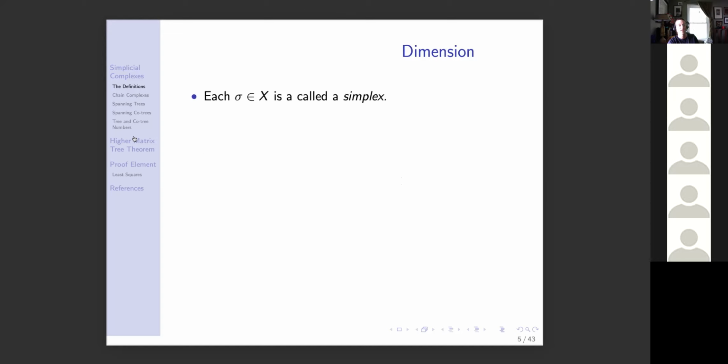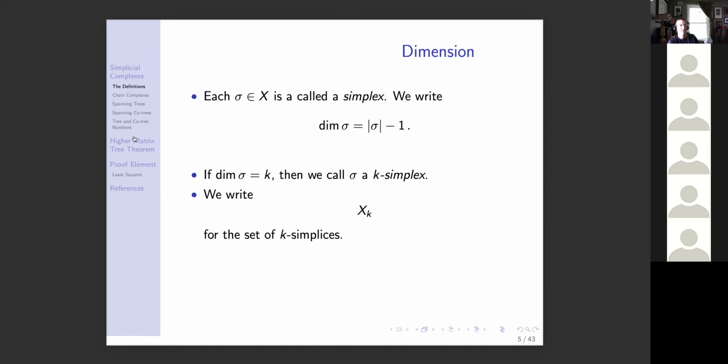Each element of X is called a simplex. And we define the dimension of a simplex to be one less than the cardinality of the set sigma. So the dimension of sigma is one less than its cardinality. If the dimension is k, for some number k, we call sigma a k-simplex. And we'll write X sub k for the set of all k-simplices.